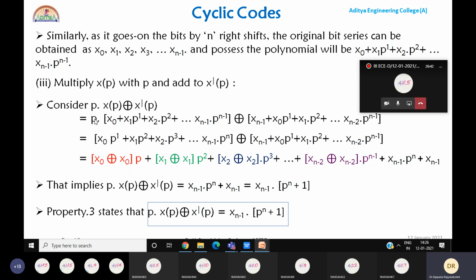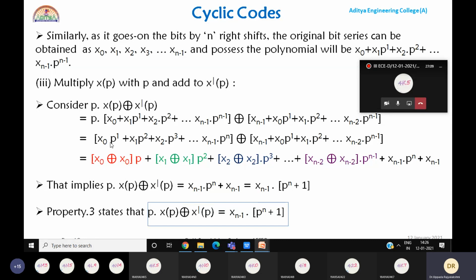Or else, the first step is to multiply it with p. Then you will get x0 p power 1 plus x1 p square plus x2 p cube plus so on plus xn minus 1 into p power n, XOR xn minus 1 plus x0 p power 1 plus x1 p square plus so on plus xn minus 2 into p power n minus 1.